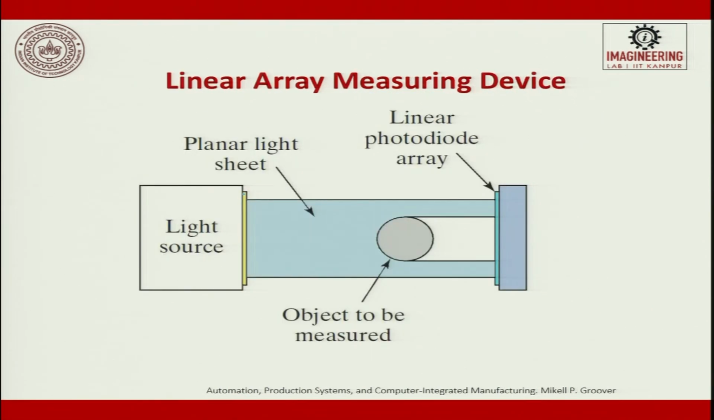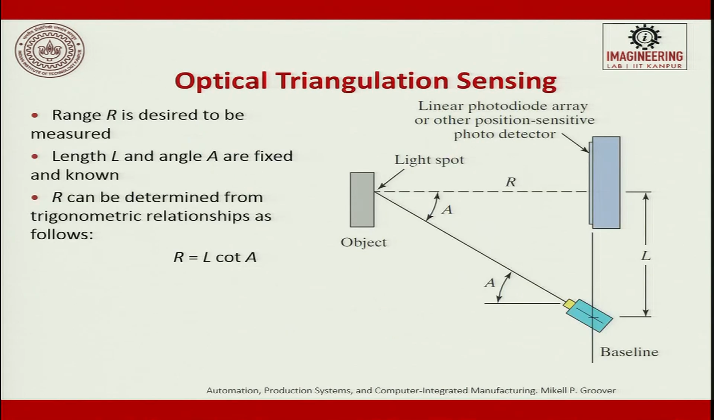The next one is a linear array measuring device. So, you have a linear light source, and the light passes through a plane, parallel to it. So, you have a linear photodiode. The light source falls, again on-off, ones and zeros in the photodiode. The object is kept in between. This is a planar light sheet which falls on the object and the image is taken. So, here the object can rotate, or you can get all the data in one shot.